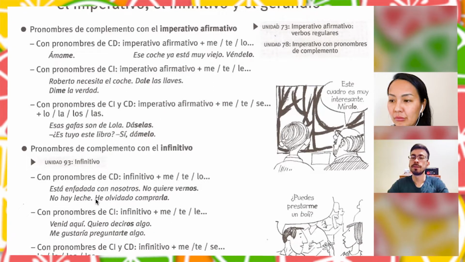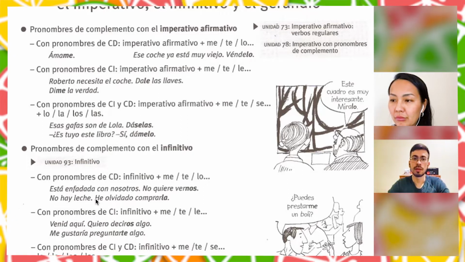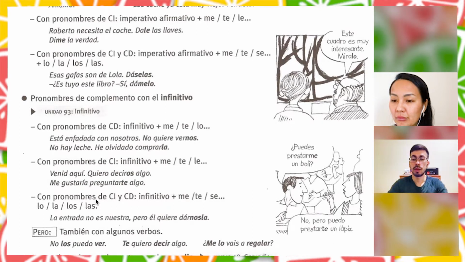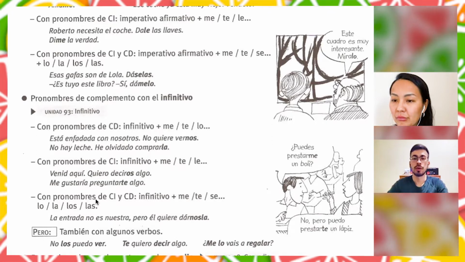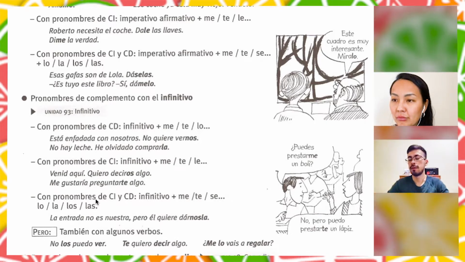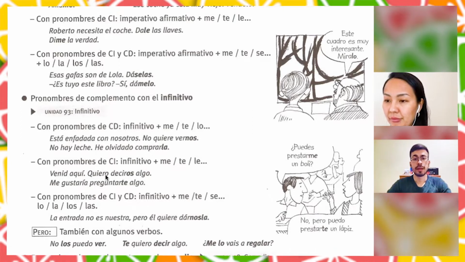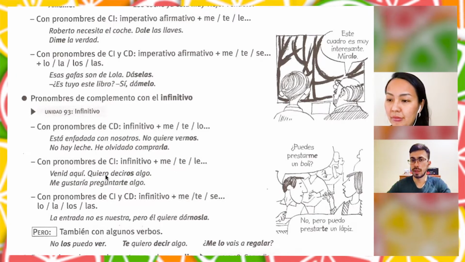So infinitivo is the verb with no changes, right? In Spanish, the verbs, depending on the time, are going to change. So infinitive is the original form of the verb. So we will use direct. Again, here we can use the three combinations.